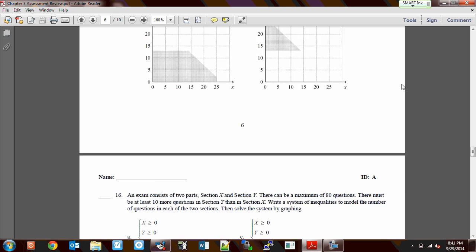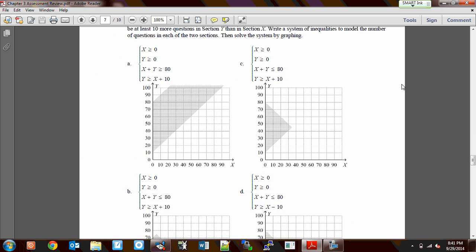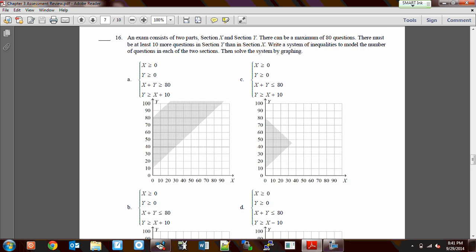All right. Number 16. An exam consists of two parts, section X and section Y. There can be a maximum of 80 questions, which means X plus Y has to be less than or equal to 80 because there's a maximum of 80 questions. If you look, we can rule out A altogether right from the beginning.